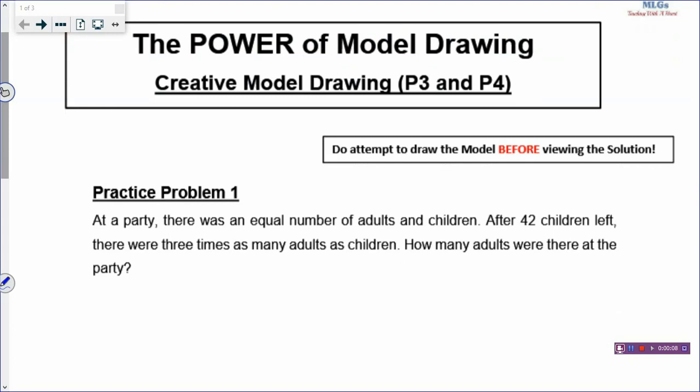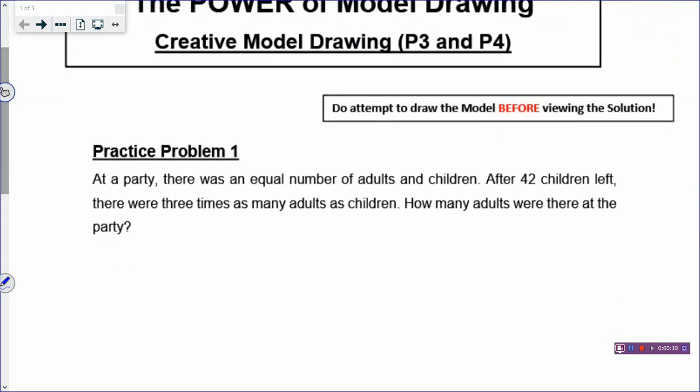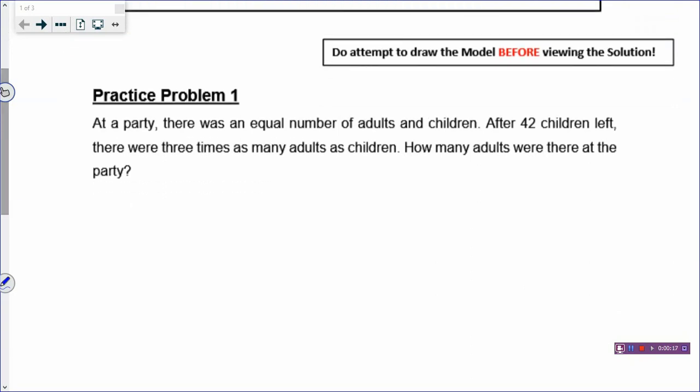So let's look at practice problem 1. I hope that you have attempted to draw the model before you watch this video. Okay, so let's look at number 1 and let's see how do we draw out this problem. It's actually a very simple problem.